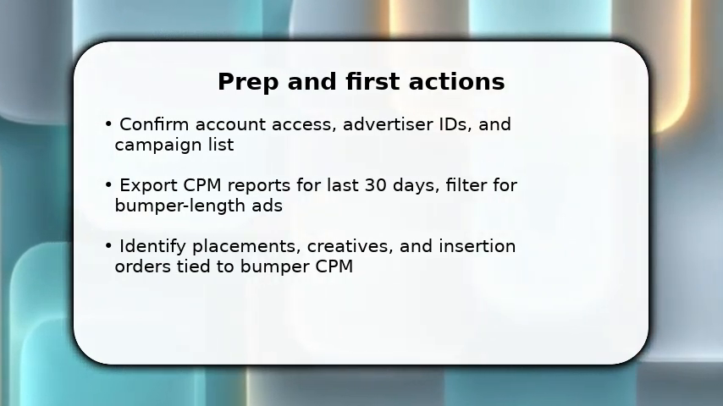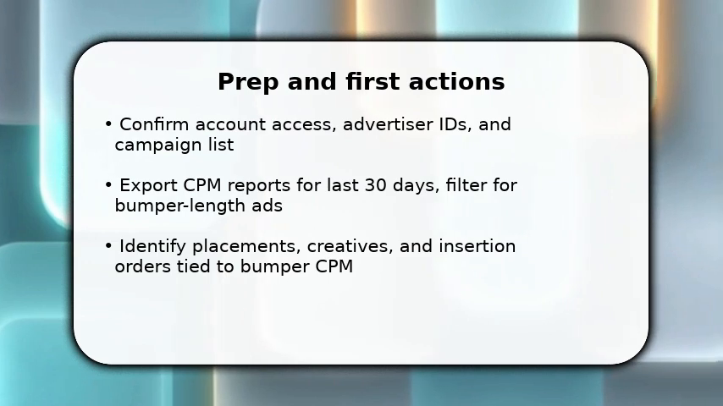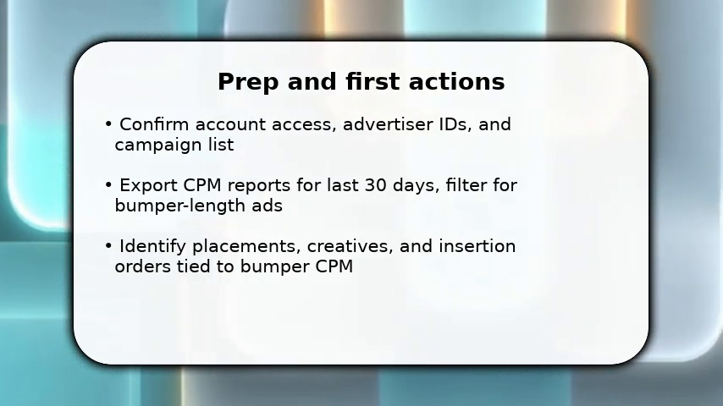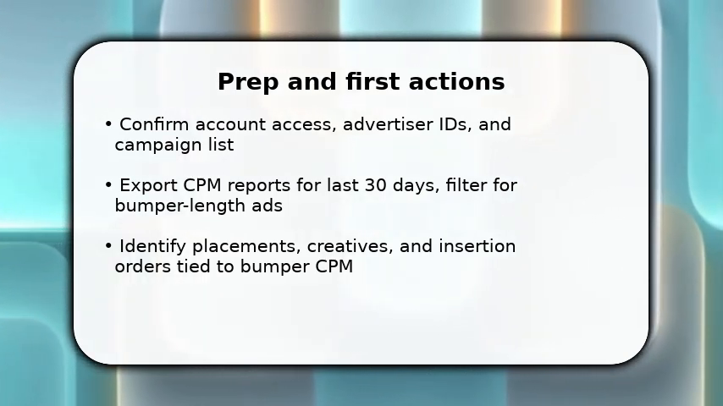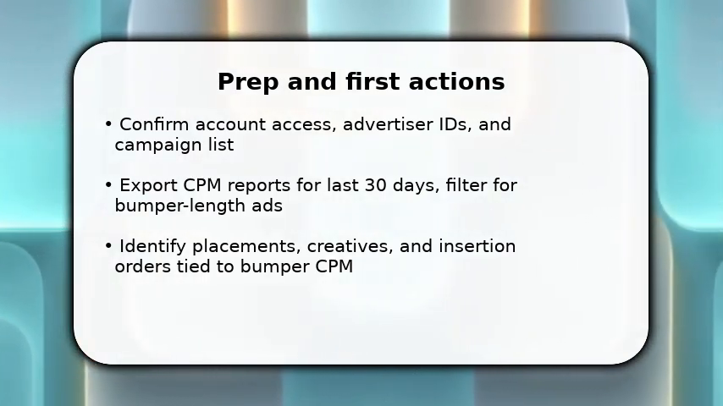Make sure to note the insertion orders and placements linked to high bumper CPM and flag any line items that automatically target 6-second creatives. This is your immediate action to begin removal.